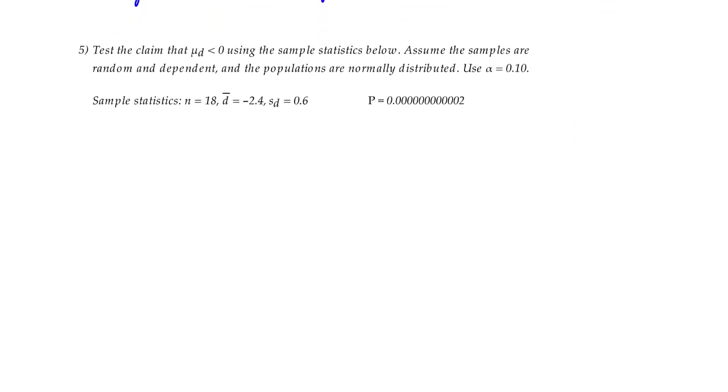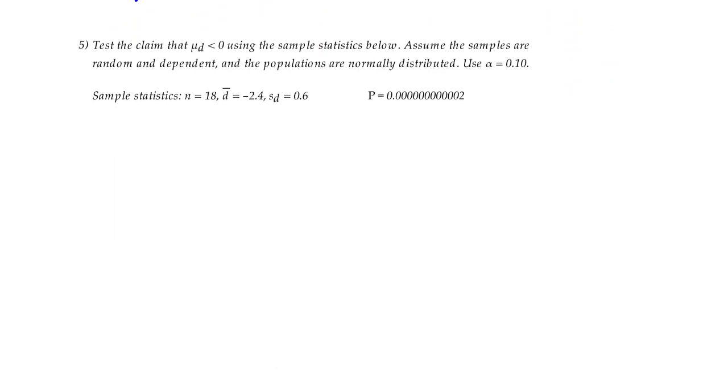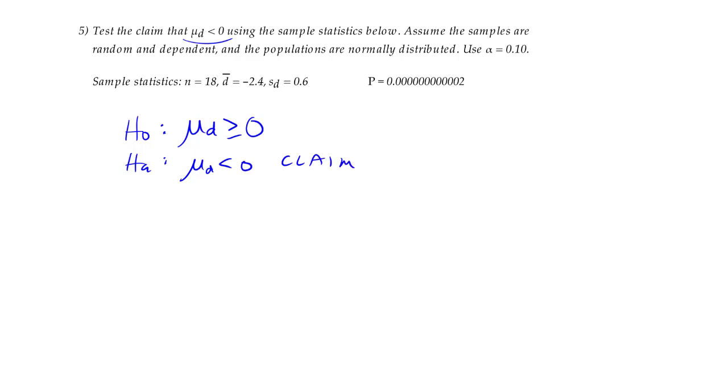All right, let's do a similar thing here with different information. Mu d less than 0, that would have to be the alternative, where the null is mu d greater than or equal to 0. This is the claim. Again, all this information has led us to this p.